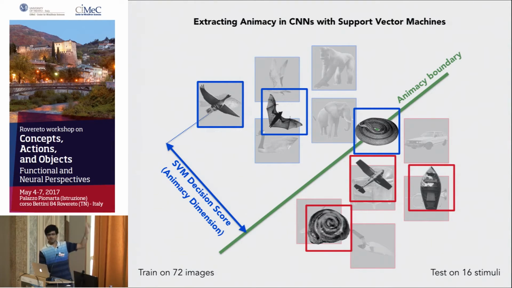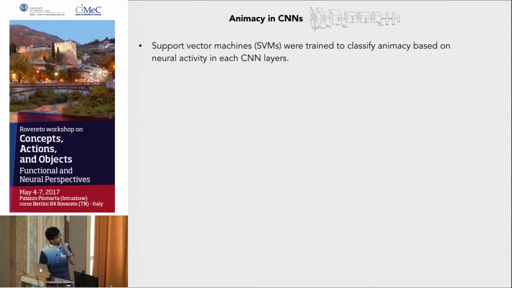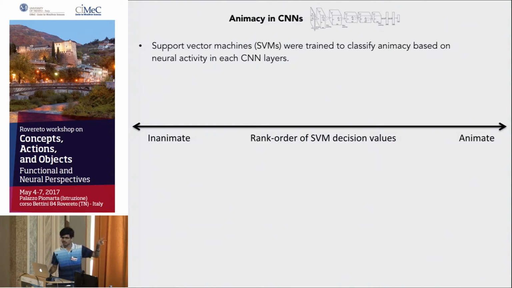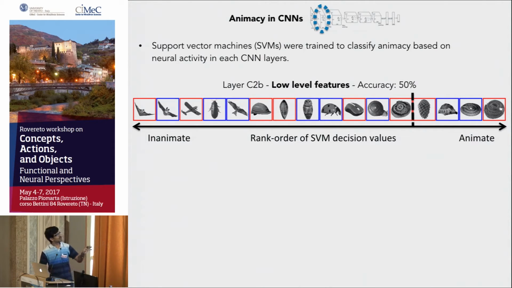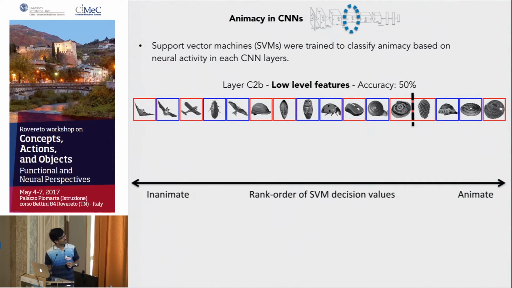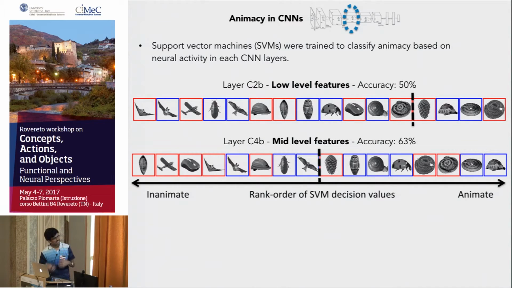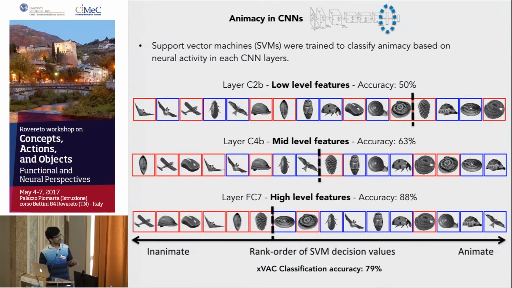And the orthogonal dimension is the animacy dimension. So we train support vector machines on each of the CNN layers, and I'm showing the results here. What I'm showing are the rank orders of the SVM decision scores, so that it's simple to understand. In the low-level layers, you don't really have high accuracy, of course, because they are encoding low-level features. But as you proceed into mid-layers, you see better accuracy, like 63%, but not really high. But in the final layers, you do get full-blown classification.